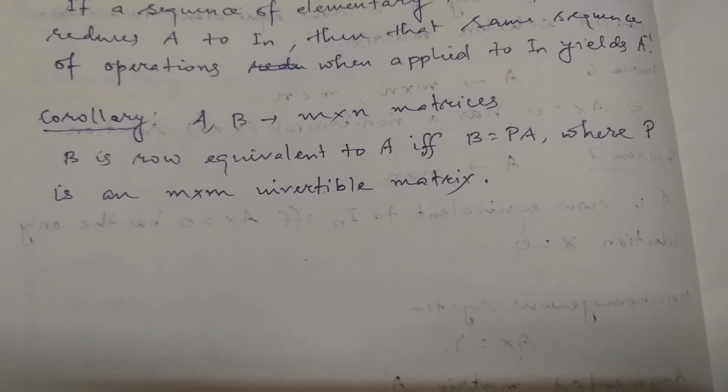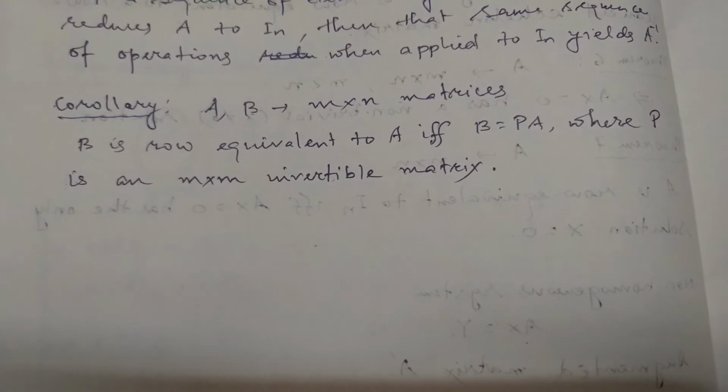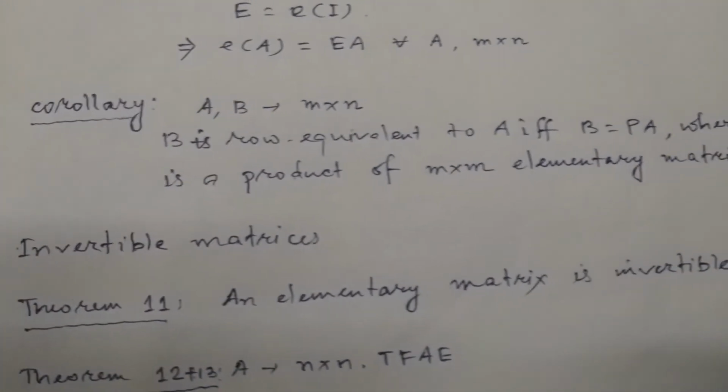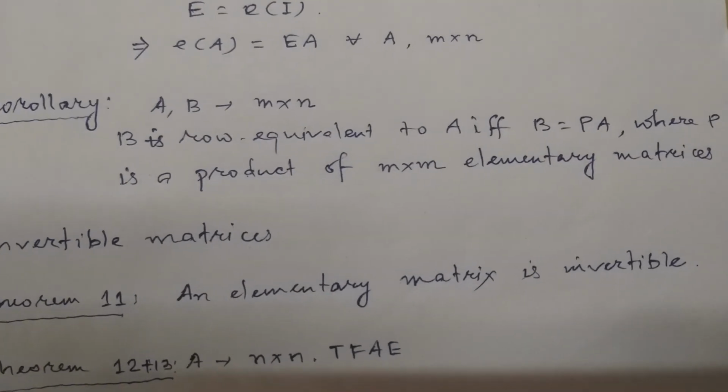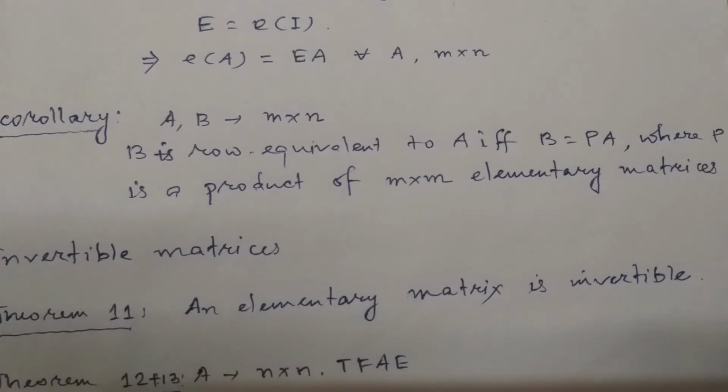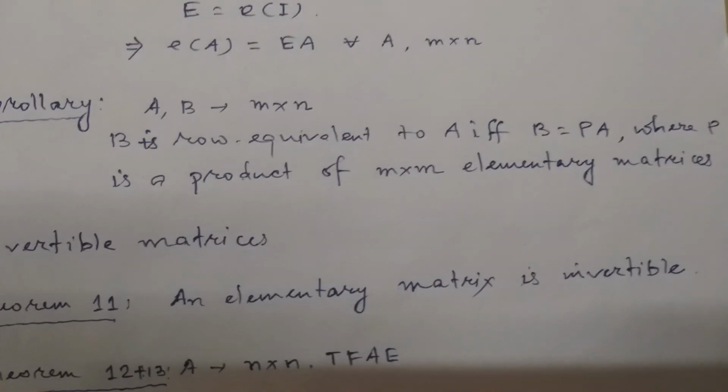Next corollary is, let A and B be two matrices of order m cross n, then B is row equivalent to A if and only if B equal to PA, where P is an m cross m invertible matrix. Here P is an m cross m invertible matrix. In the last class we discussed the same theorem in some other way. That means if A and B are two m cross n matrices, then B is row equivalent to A if and only if B equal to PA, where P is a product of m cross m elementary matrices.